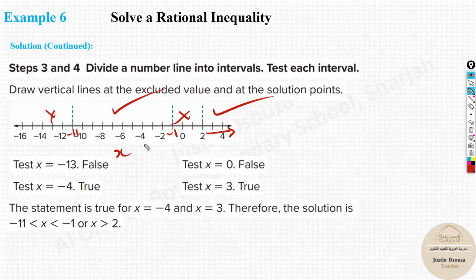So we will have to consider x values which will be less than negative 1 but greater than negative 11. So this is one answer, and x values which must be greater than 2. So these will be the inequalities. This is the solution region. Can you see that? X is greater than negative 11 but less than negative 1. X is greater than 2. That is it. But it's a lengthy procedure.